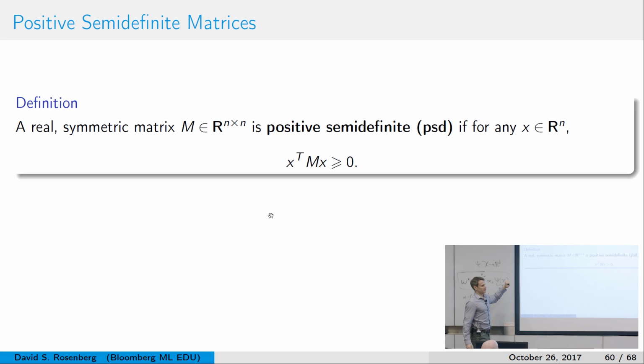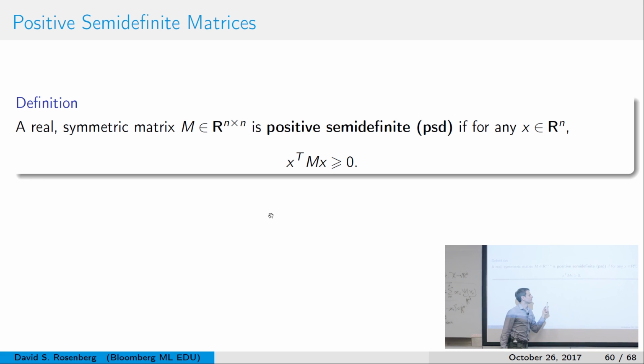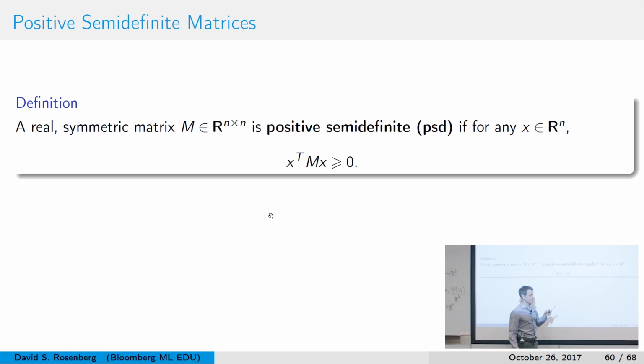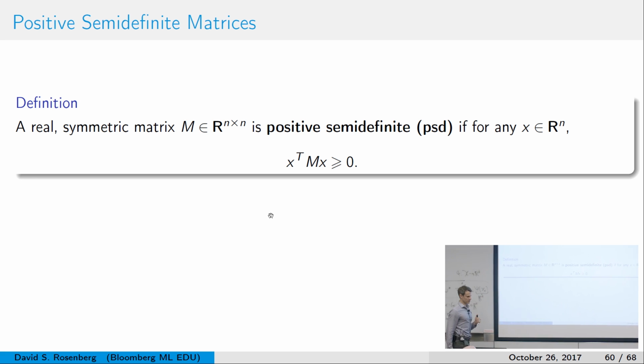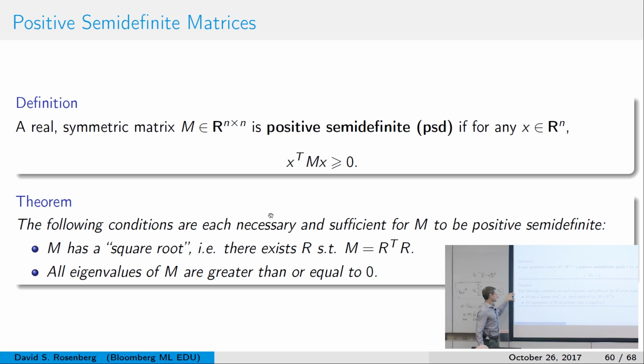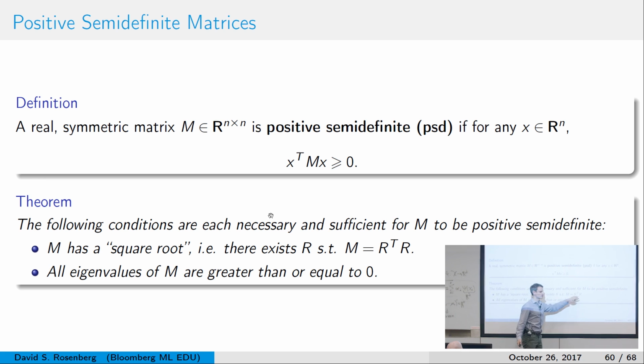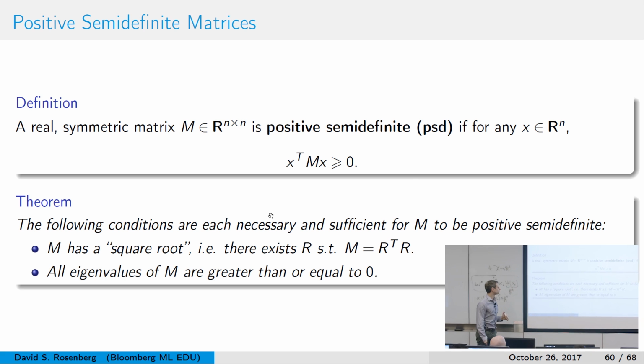Otherwise, we need a little bit of theory to help us. So this should be review. A real symmetric matrix M is called positive semi-definite if for any x, this form x transpose Mx is greater than or equal to 0. All right. So some conditions for something to be positive semi-definite: for a symmetric matrix, all eigenvalues are non-negative. It has a square root in the sense that you can factorize it into a matrix transpose times itself.